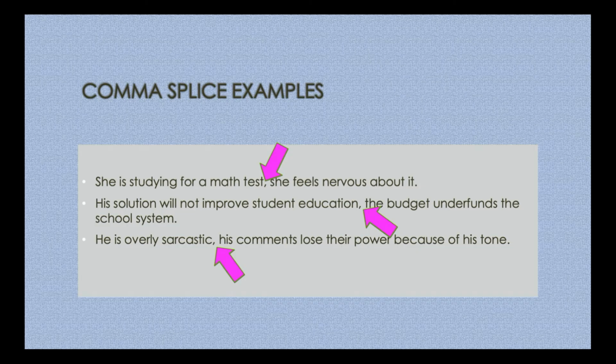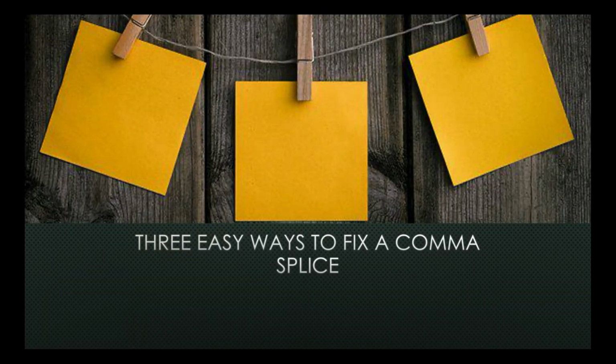Here are some examples that will help you to understand. She is studying for a math test, comma, she feels nervous about it. His solution will not improve student education, comma, the budget underfunds the school system. He is overly sarcastic, comma, his comments lose their power because of his tone. There are 3 easy ways to fix a comma splice situation.